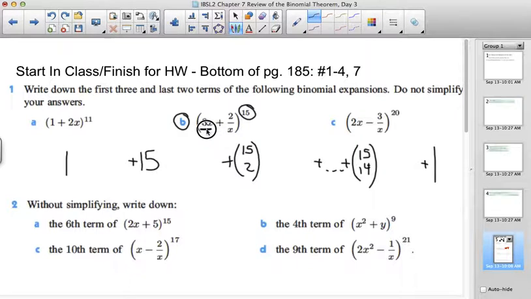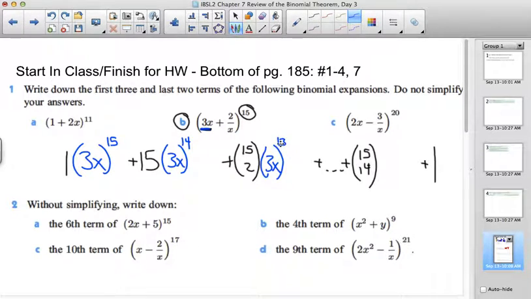A is 3x. So we'll do this in blue. In our first term, we have 3x, and the entire thing is raised to the 15th power. Then we have 3x to the 14th, 3x to the 13th. And then at the end, we'll have just a 3x to the first power, and there will not be any 3x's in the final term.